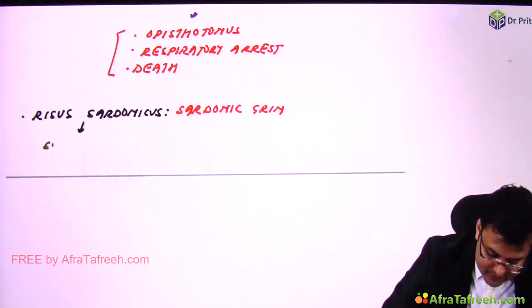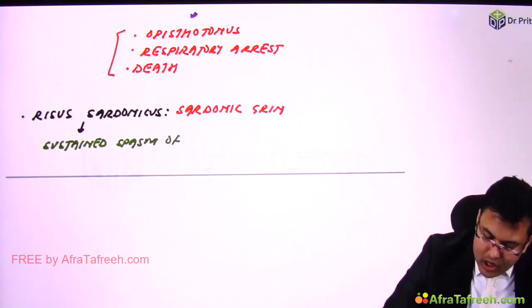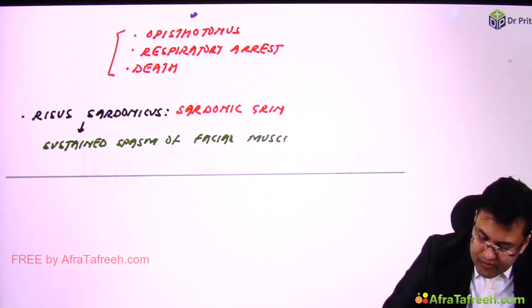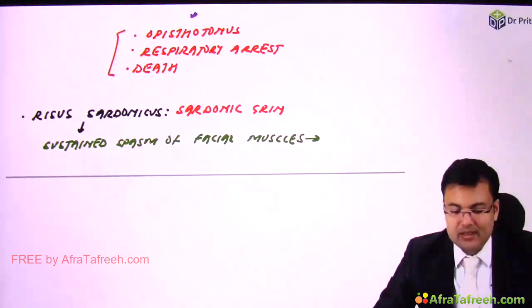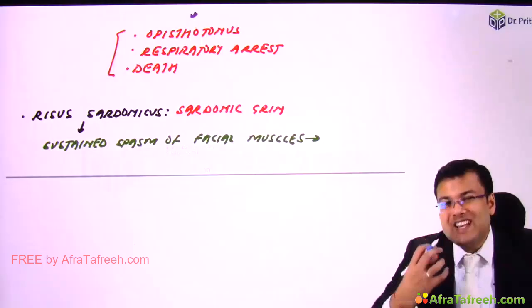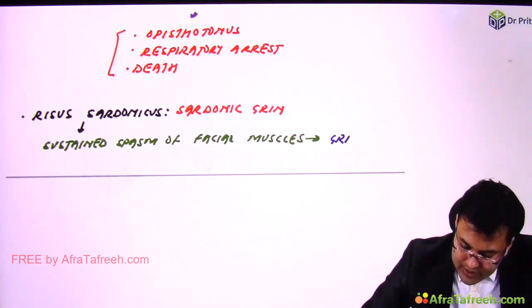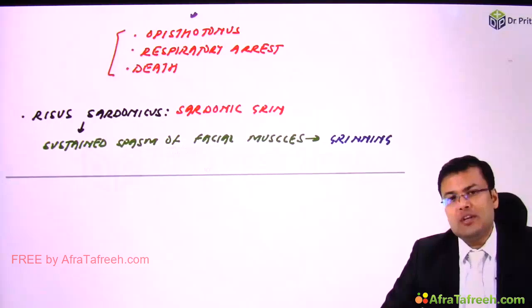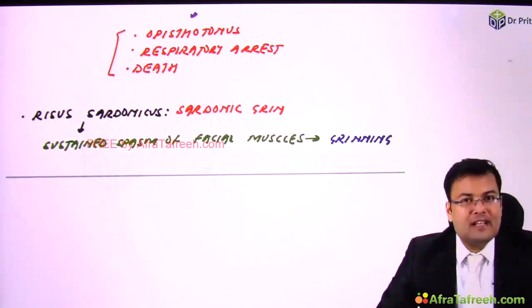facial muscles. Because of this sustained spasm of facial muscles, it appears to produce grinning. So this is Risus sardonicus, also known as sardonic grin. It's the characteristic feature of tetanus.